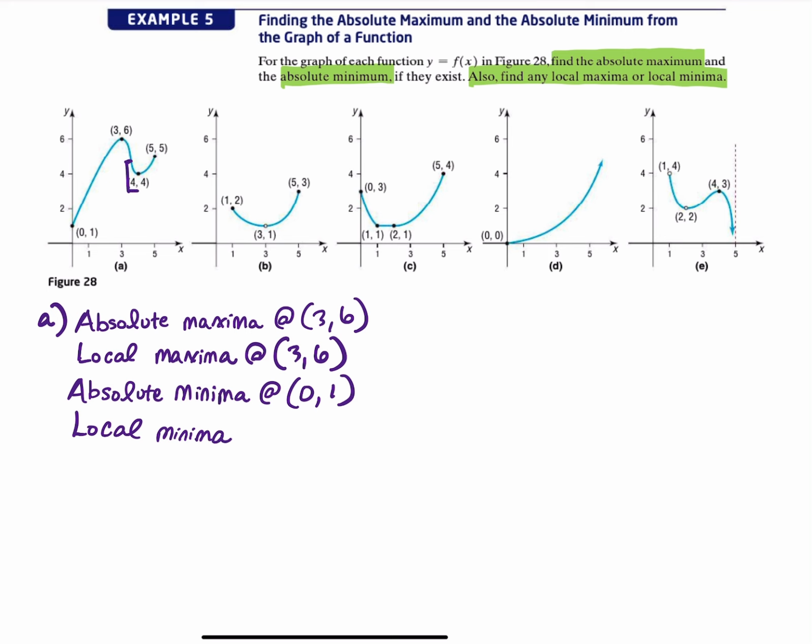Here, if we have a little box around the point, the x point 4, when x is equal to 4, we can create an open interval around it where it is the lowest point in that little zoomed in picture. So it's a local minima, and I'd say at 4, 4. So minimum location when x equals 4, and minimum value of 4.